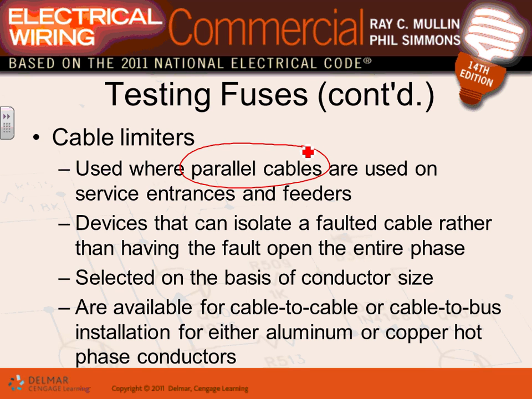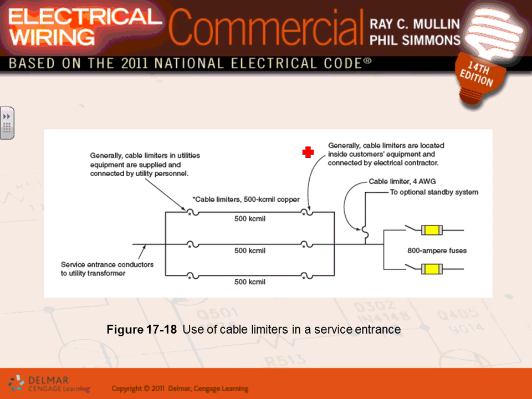You can do it cable to cable, cable to busway, aluminum or copper. They call them cable limiters. Here's what they do, Karen. I have 3 sets of 500 here. Adam decided to go use his saw, and he cut right through this pipe. Could that happen? Somebody's digging and they cut right through one pipe.